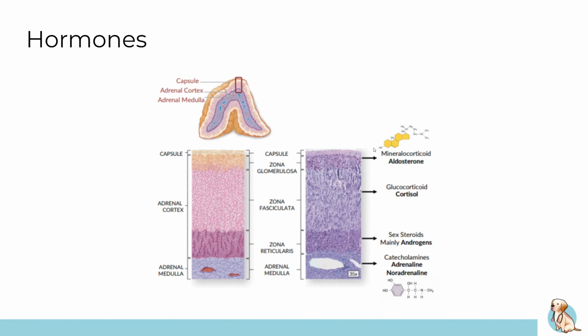In terms of what hormones each layer produces, we'll start with glomerulosa, the furthest outside, which produces aldosterone, a mineralocorticoid. Then zona fasciculata produces cortisol, a glucocorticoid. You'll notice zona fasciculata is the biggest layer, because the adrenal cortex produces mostly cortisol. Then zona reticularis produces your androgens, your sex steroids. The medulla is where your catecholamines are produced and stored, so adrenaline and noradrenaline.